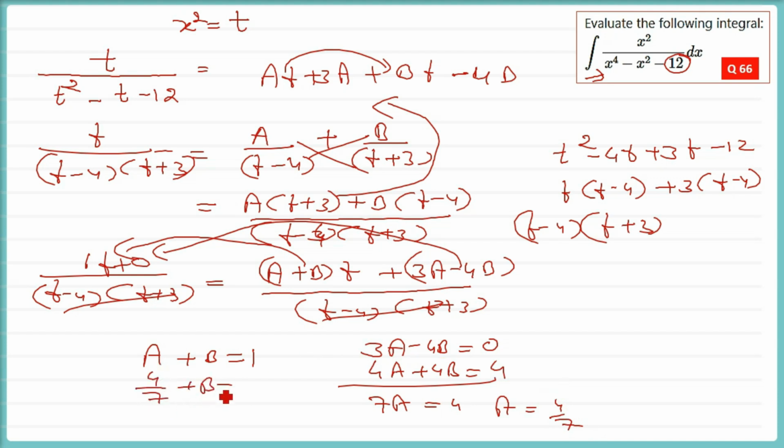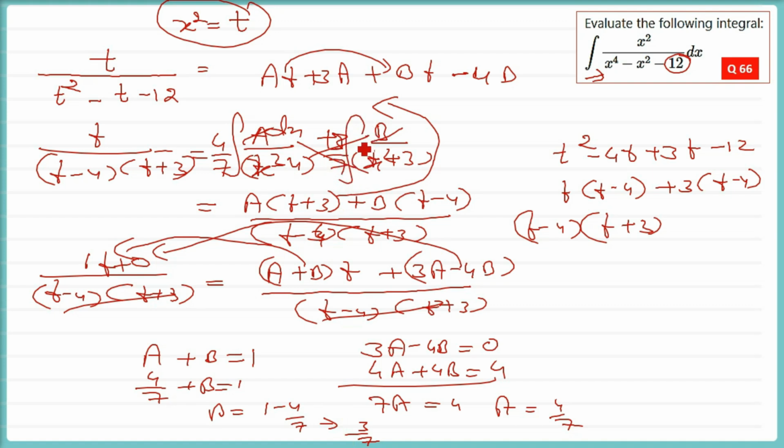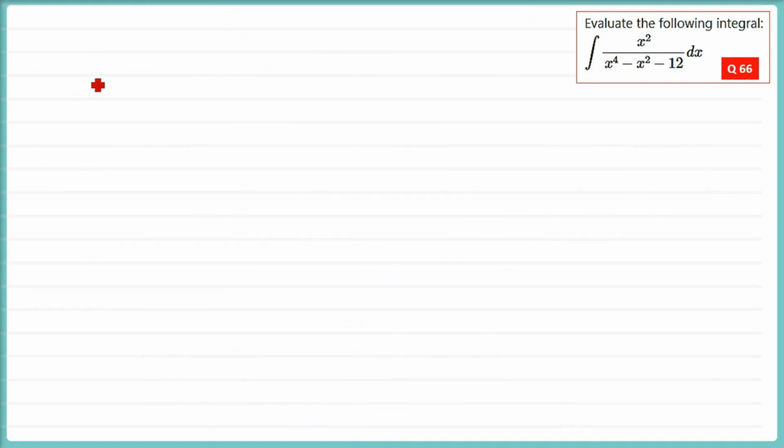A will come as 4 by 7. If you put a as 4 by 7, b will give you 3 by 7. 1 minus 4 by 7 is 3 by 7. So the next step will be, we'll put a as 4 by 7. But before that, you have to replace now again this t by x square, because we have to integrate it now. So again 3 by 7 for b and integration of dx by x square plus 3. That's what we are doing right now.